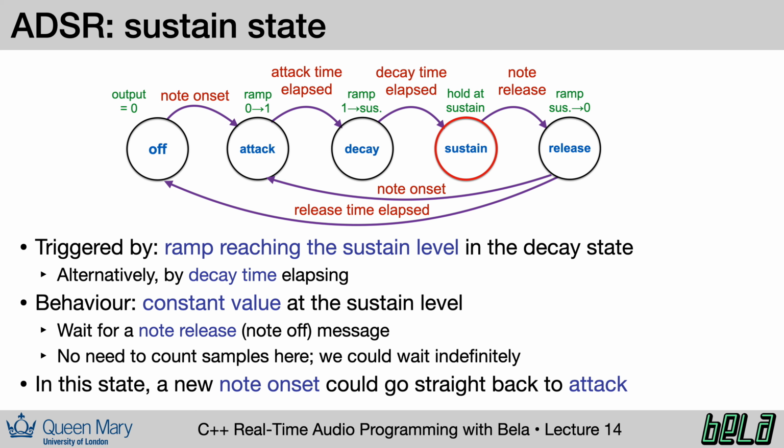We wait for a note release or note off message, which will tell us to move onward to the release state. What this means is that we also don't particularly care about elapsed time in this state. We don't need to count samples, we only need to wait for the release message. In some implementations, it's possible that we might get a second note onset while we were in the sustain state. In that case, we might consider implementing a transition from the sustain state directly back to the attack state.